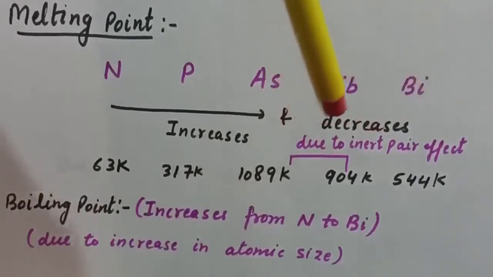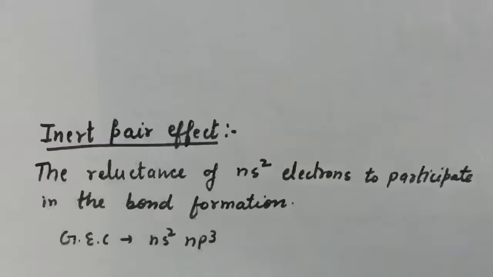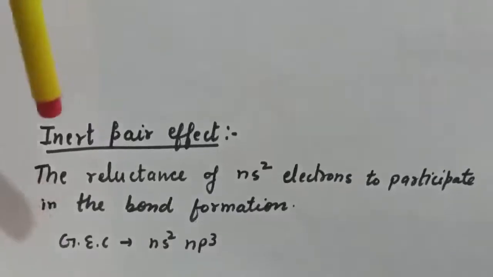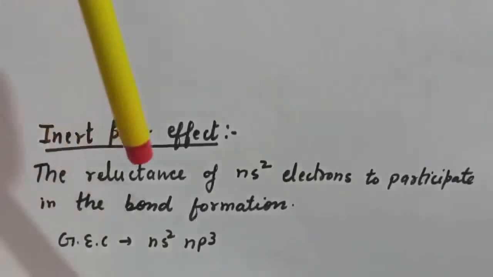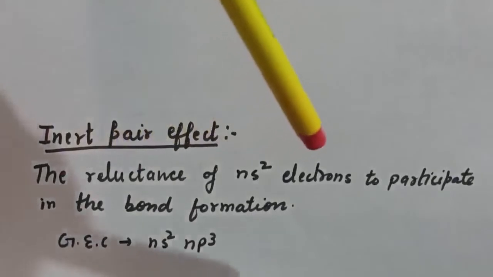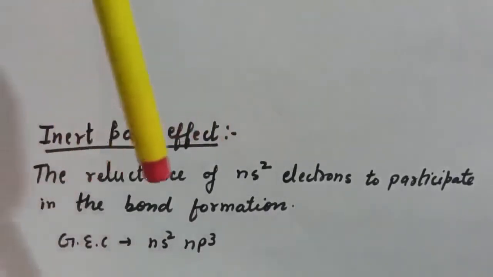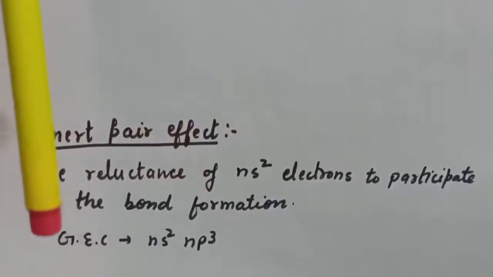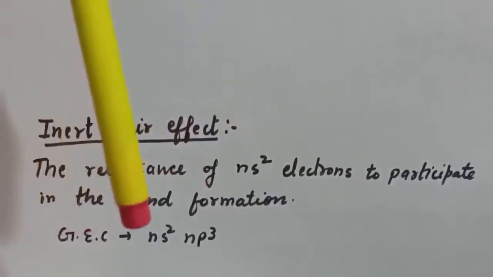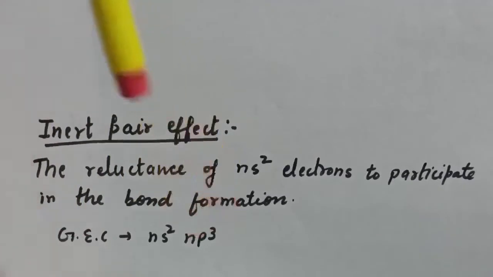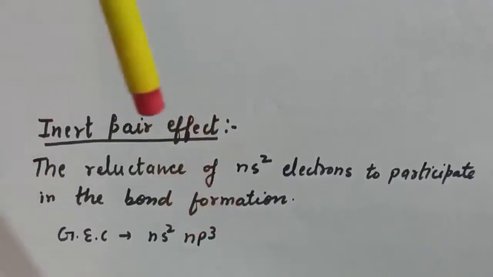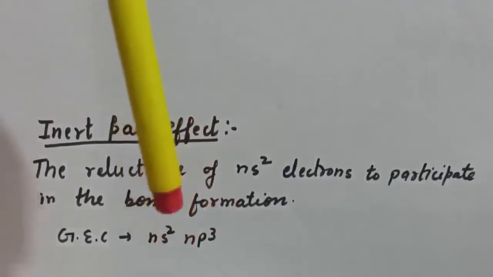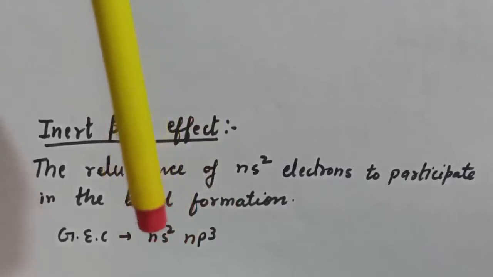Now we will explain what the inert pair effect is. The inert pair effect is defined as the reluctance of ns2 electrons to participate in bond formation. That is known as the inert pair effect. The electronic configuration for group 15 elements is ns2np3. Now in this inert pair effect, these ns2 electrons will not participate in bond formation.